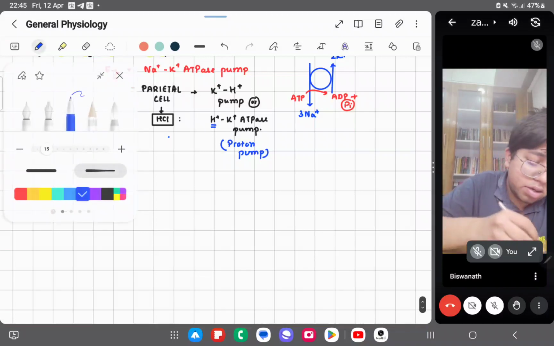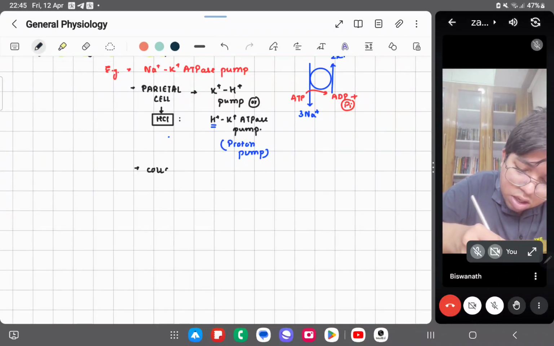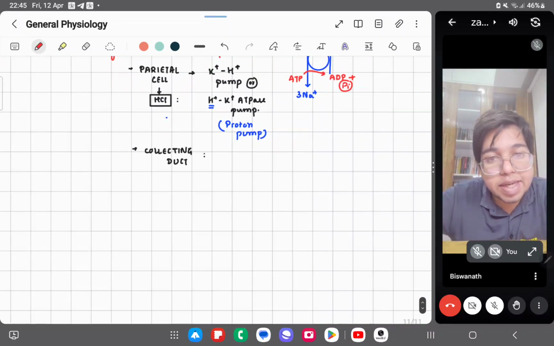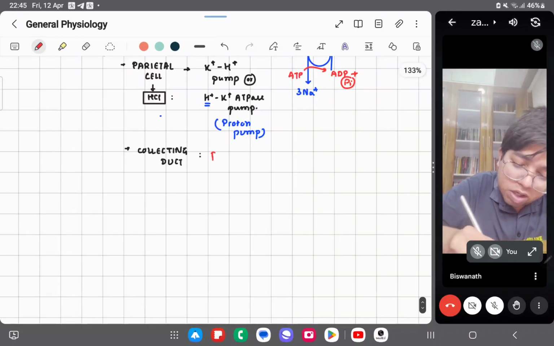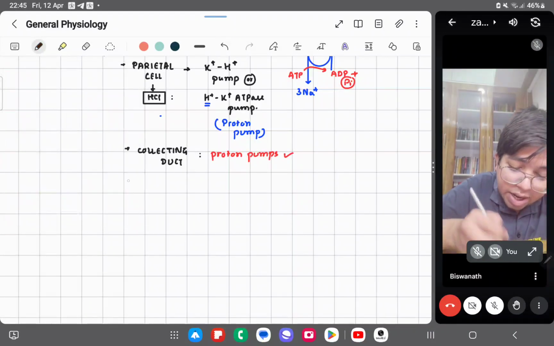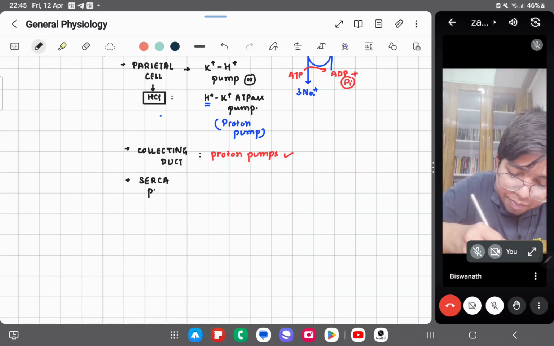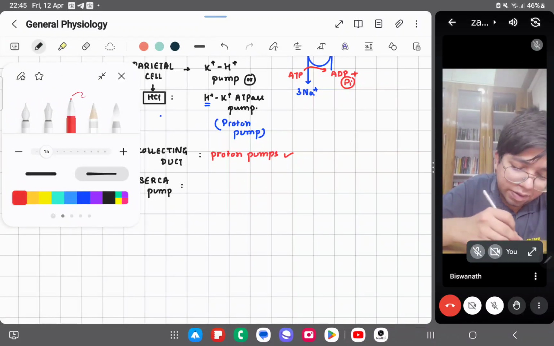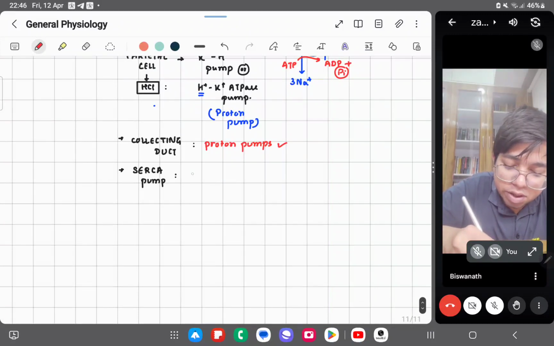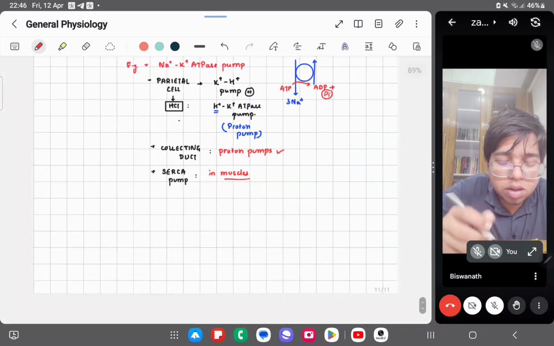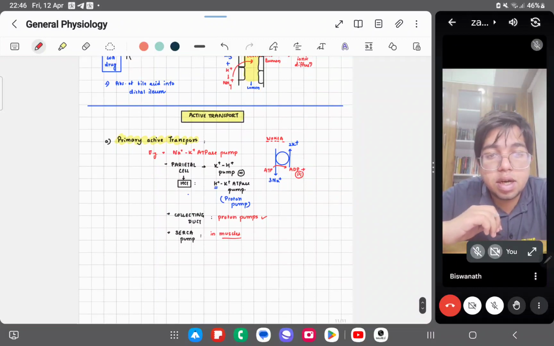And in your collecting duct there is another thing. The collecting duct has another H plus K plus ATPase, so the proton pump is also present in the collecting duct as well. Another important thing is the SERCA pump, the sarcoplasmic endoplasmic reticulum calcium ATPase pump, in muscle cells. We'll read about SERCA pumps when we cover nerve muscle physiology. This much is important, right?